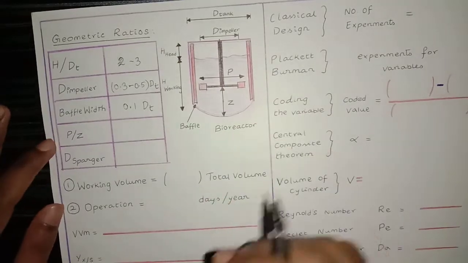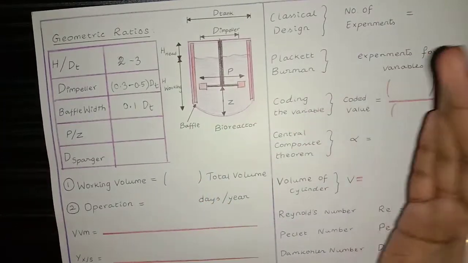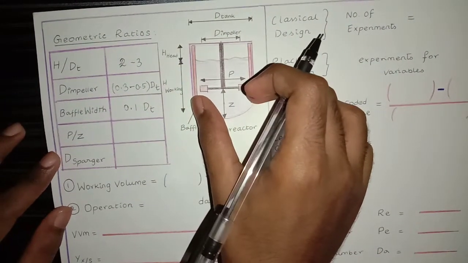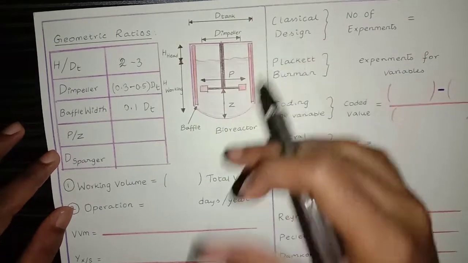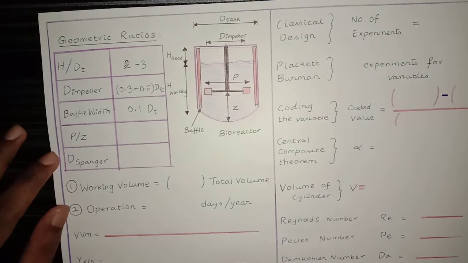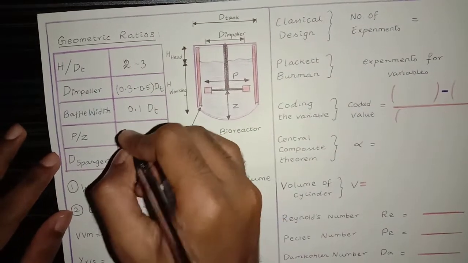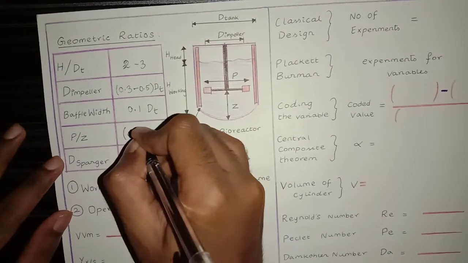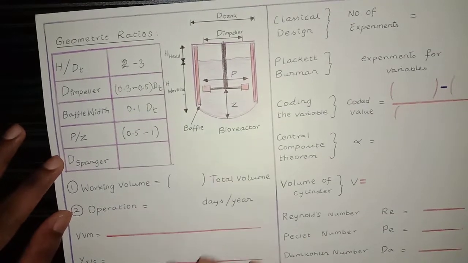The P to Z ratio, where P is the diameter of the impeller and Z is the height of the impeller from the torospherical bottom, is more or less similar, that is P is equal to Z, or in some cases it's in the range 0.5 to 1.